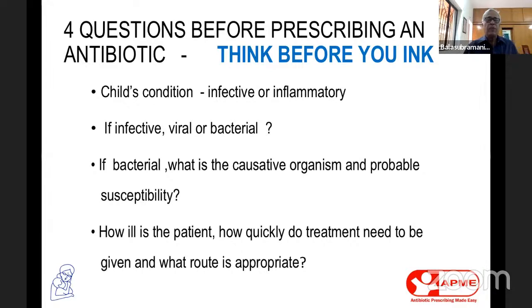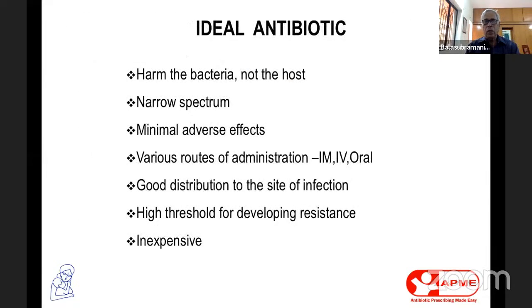Coming to the last part of my session, I said earlier that you have to ask 4 questions. Is it infection or inflammation? Is it viral or bacterial? What is the organism? What is the probable susceptibility? How ill is the patient? How fast should you act? What route is appropriate? And of course, if you ask me, is there an ideal antibiotic in this world? I would say there is none. But an ideal antibiotic, I am sure, will be available in future.